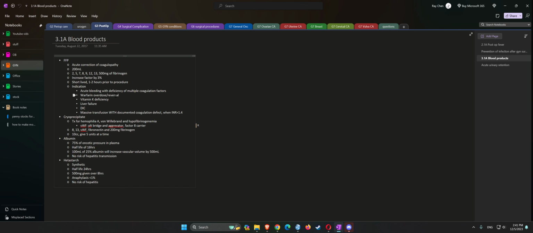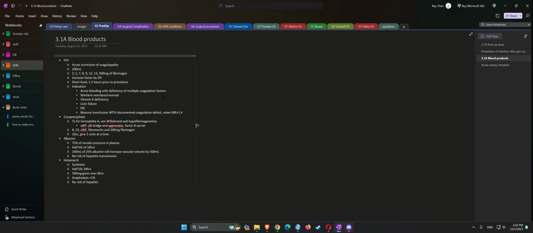Wait, how many is in cryo? 200 milligrams of fibrinogen. And then 500 in FFP. Okay. Around 500. Yeah. And then FFP increases the factors by about 3% per each unit.